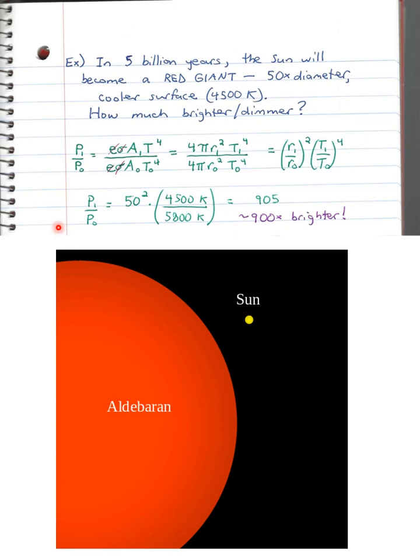So now we have P1 over P naught is that ratio, 50 over 1 squared, so 2,500 times the ratio of the temperatures, 4,500 Kelvin over 5,800 Kelvin. I'm using 5,800 Kelvin as opposed to the 5,770 Kelvin from the previous example, because 5,800 Kelvin is usually the number, rounded to significant figures, used in astronomy textbooks. And what we get is 905. So the ratio of the sun's power in the future to its power now is 905, which means we expect it to be 900 times brighter than it is now.